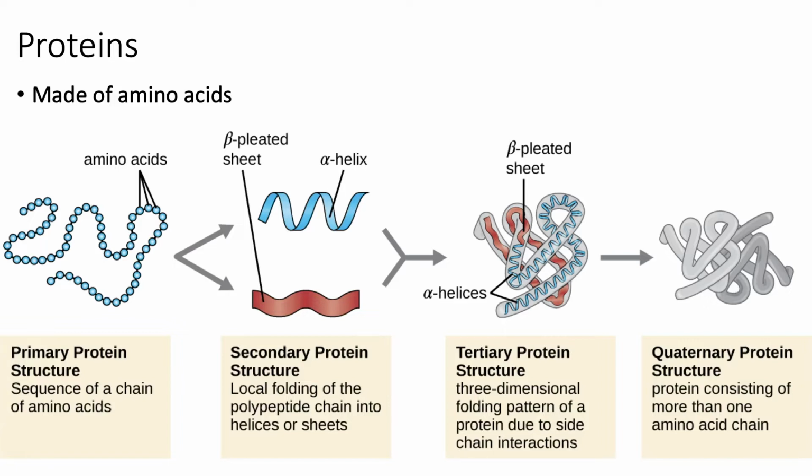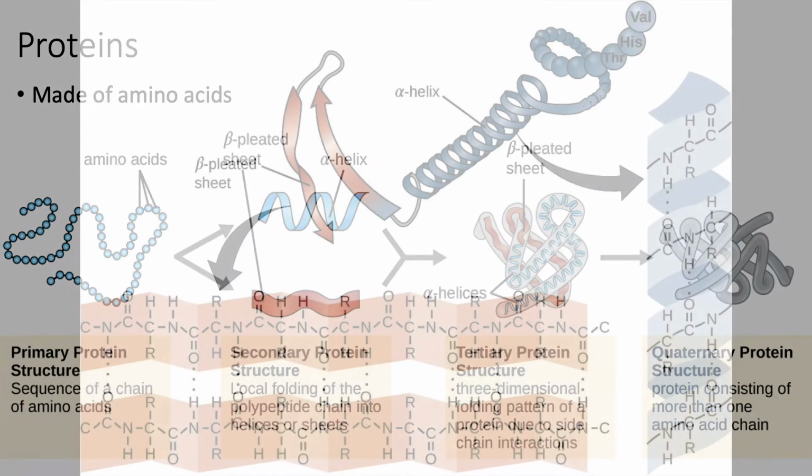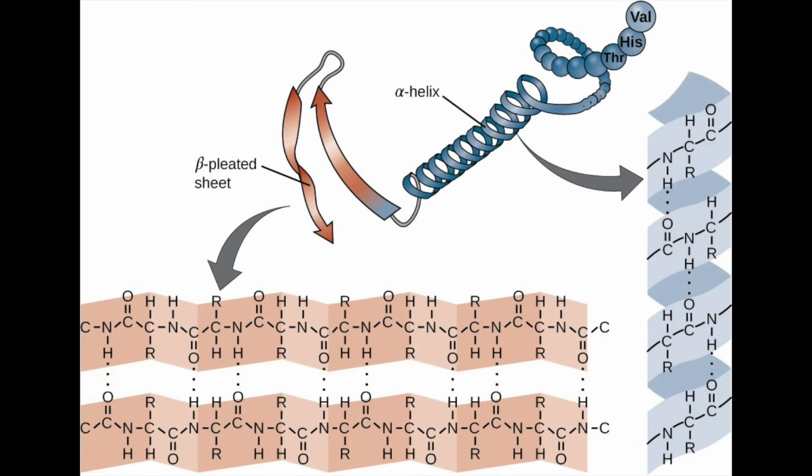Now, when you start folding them onto each other, you can form one of 2 general secondary structures. So we went from primary to secondary, and those are your alpha helix and your beta pleated sheets, where they fold over on each other. An alpha helix actually looks similar to DNA, that double helix.